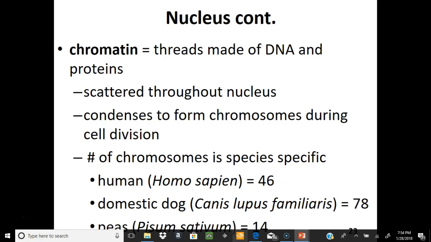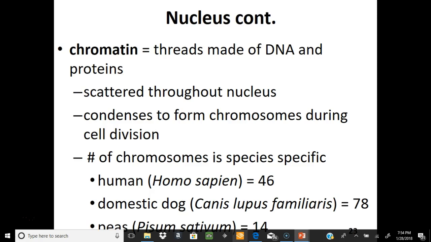The nucleus has chromatin. Chromatin is DNA that's unbound. So DNA, when it's condensed, is known as a chromosome. But in an uncondensed form, it's just free, scattered inside of the nucleus, and then it's called chromatin.